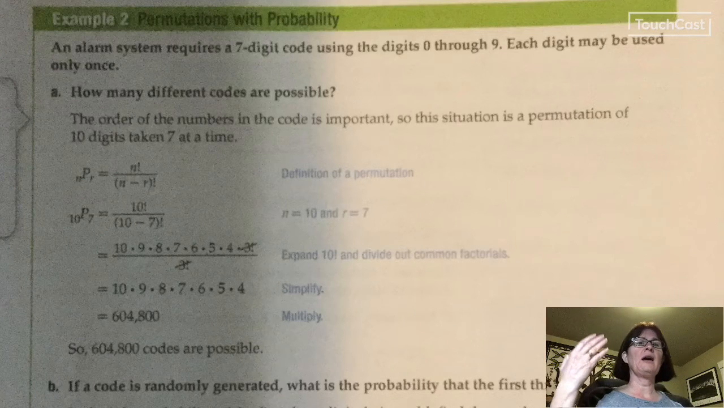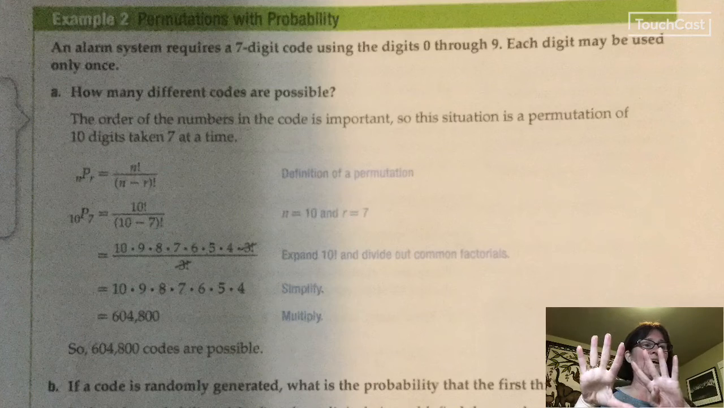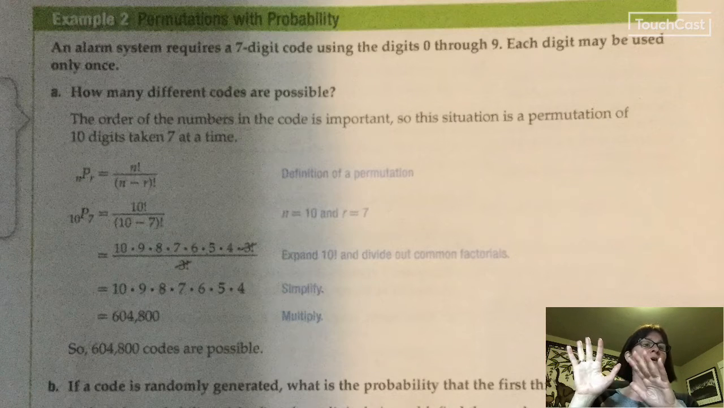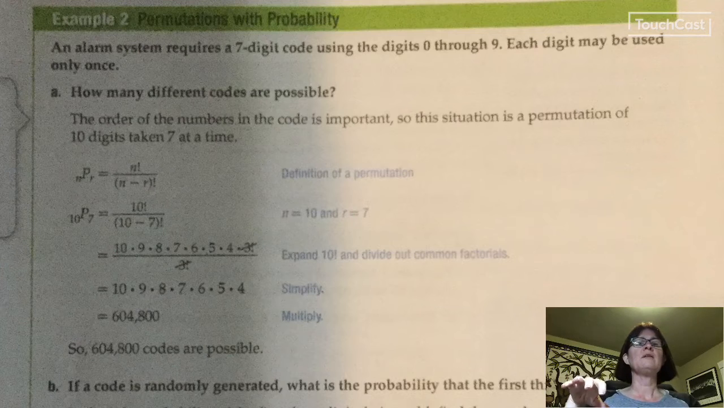If you have a 7-digit code, you're going to use the digits 0 through 9 with no repeats. Could you figure out how many different codes are possible? Well, 0 through 9 is 10 digits, and we're going to choose 7 of them, and the order matters. So that's 10 permute 7, which you could do on your calculator, or you could work it all out. It's 604,800 ways to make that code.